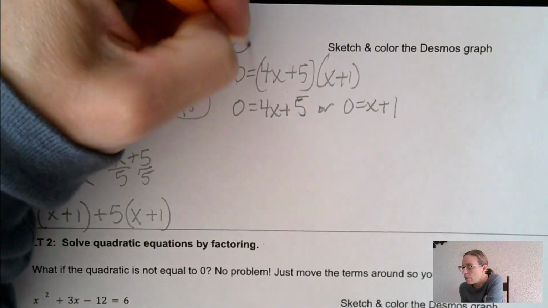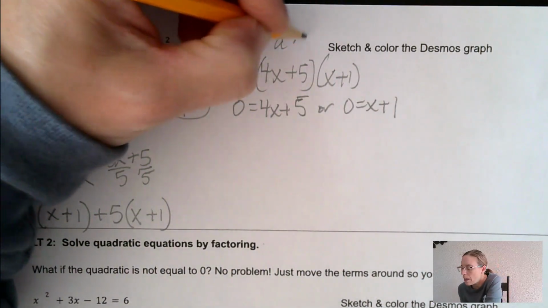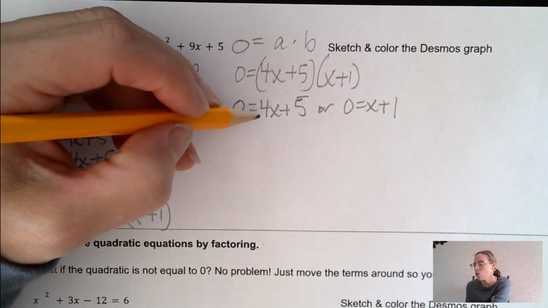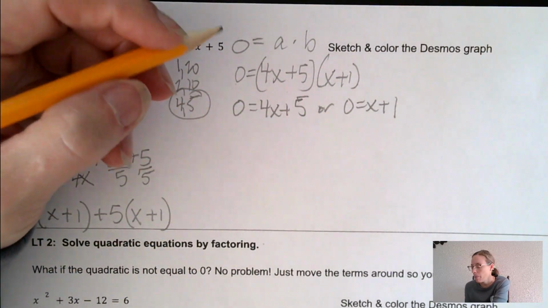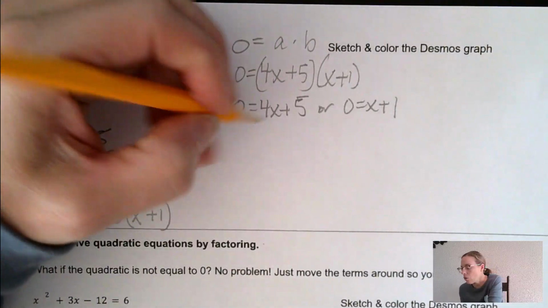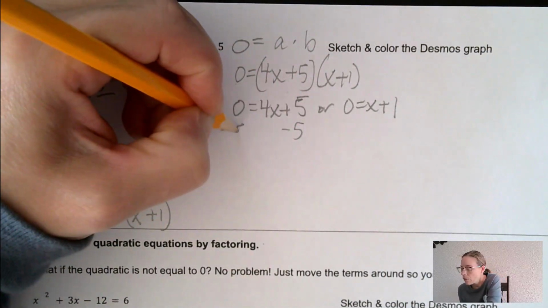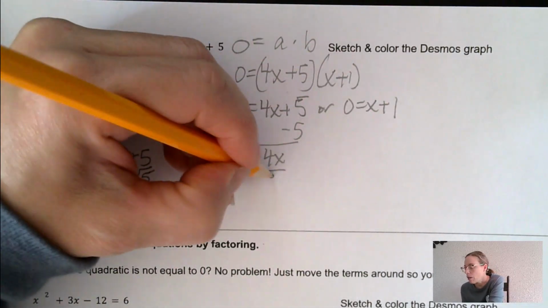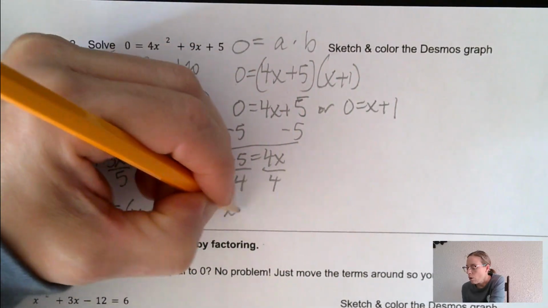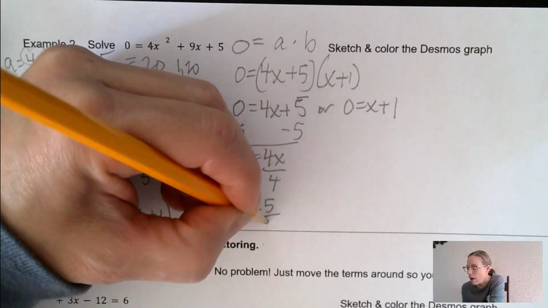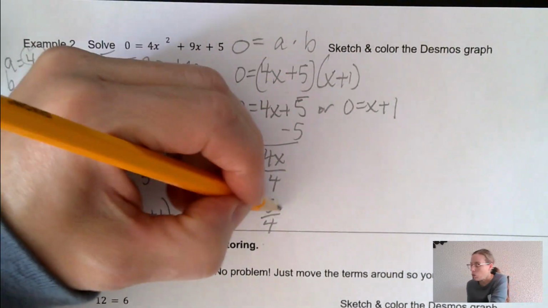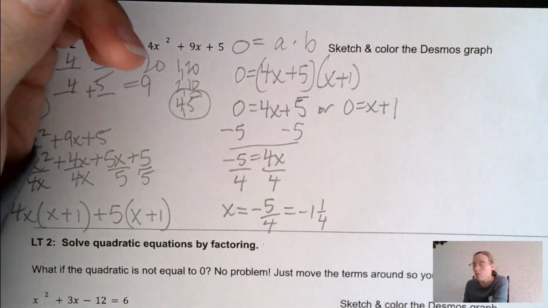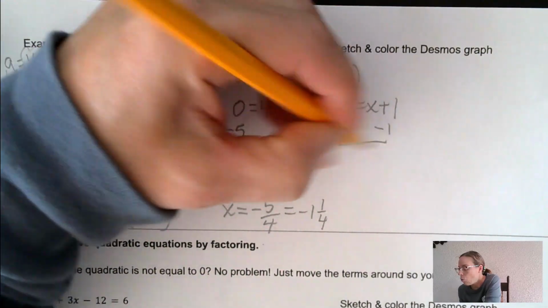Okay? Because 0 equals a times b. And if two things are multiplying, and the answer is 0, either one of them is 0 or the other one. Now let's go ahead and solve for x for both of them. Move the 5 to the other side. And I'm going to divide both sides by 4. So one of our roots is at negative 5/4. Okay, which is negative 1 1/4. Okay. And the other root is going to be at negative 1.